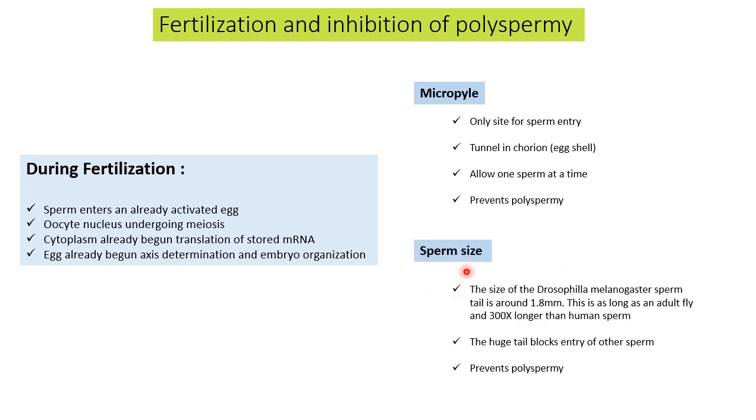Now coming to the sperm, the size of the sperm plays a very important role in inhibiting polyspermy. Its size is around 1.8 millimeters. It is as long as an adult fly, and also 300 times longer than the human sperm. Now that it has a huge tail, it blocks the entry of other sperm, and in this way it also prevents polyspermy.